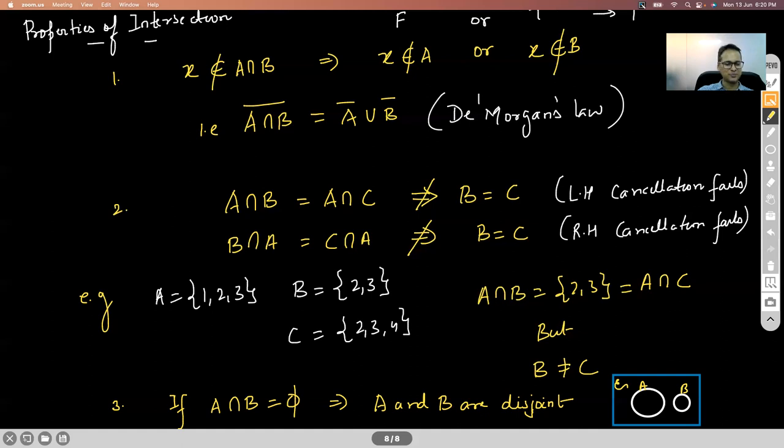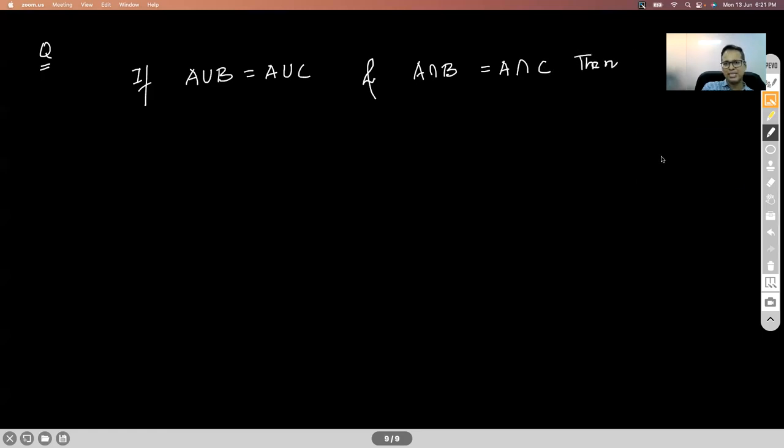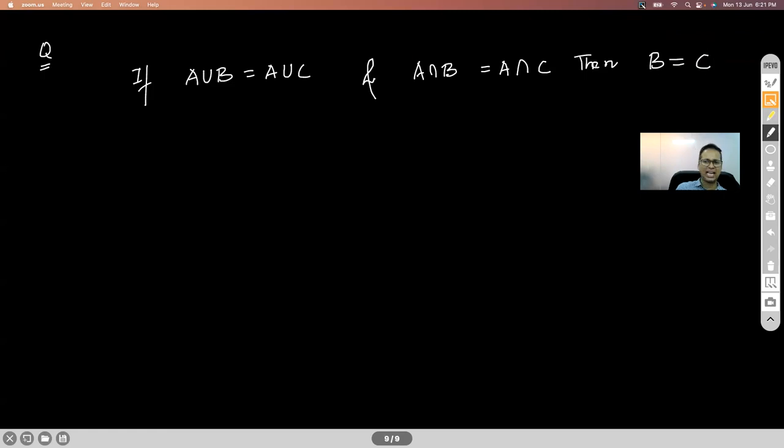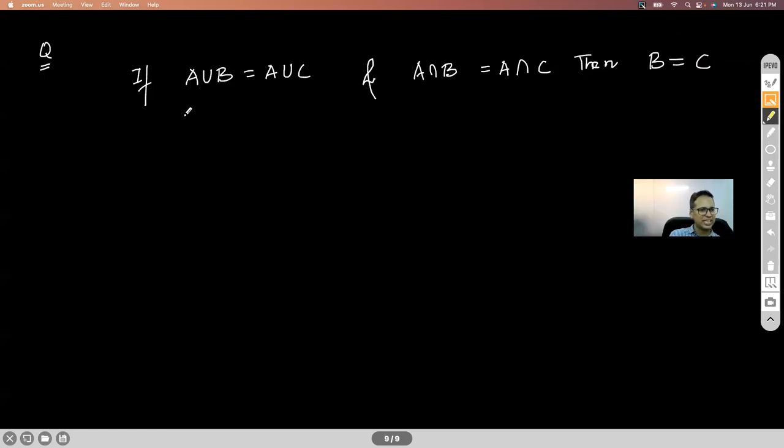So can we move on? I have a question before we move on. If A union B is equal to A union C and A intersection B is equal to A intersection C, then B is equal to C. Do you think, first of all, is this true or false? What's your verdict?